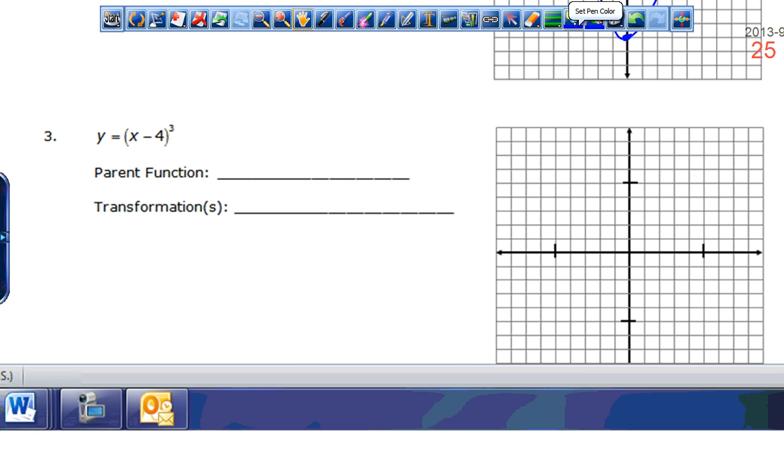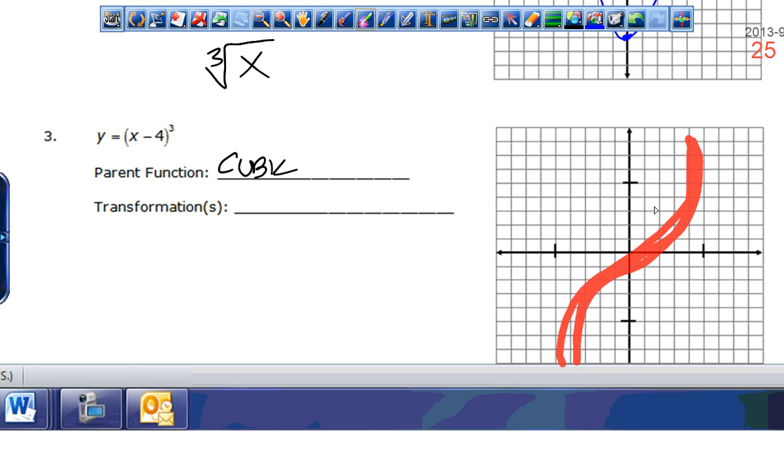X minus 4 cubed. Cubic root. Just cubic. A misconception on the quiz is that when we have this symbol, that's cube root. When we have 2 to the 3rd power, that's cubed. So what we have there is cubic. Cubic kind of is the weird one. Cubic's the one that kind of looks like this. Alright, hopefully remember that now.